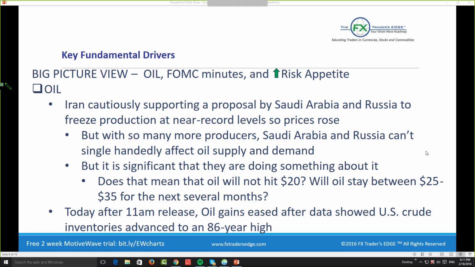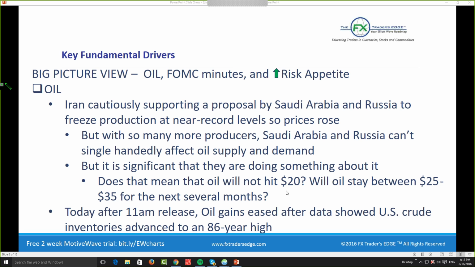I think word of this sort of caused oil to stop dead in its tracks and move higher a bit, but it is causing the market to ponder. So what does this mean? Does it mean that oil will not hit $20? Will oil stay between 25 and 35 for the next several months? What's going to happen with oil? And certainly you'll have a look at our market view for oil when Juan does his Elliott wave analysis of oil, and you will get a sense of what we're thinking from an Elliott wave standpoint about the price of oil.